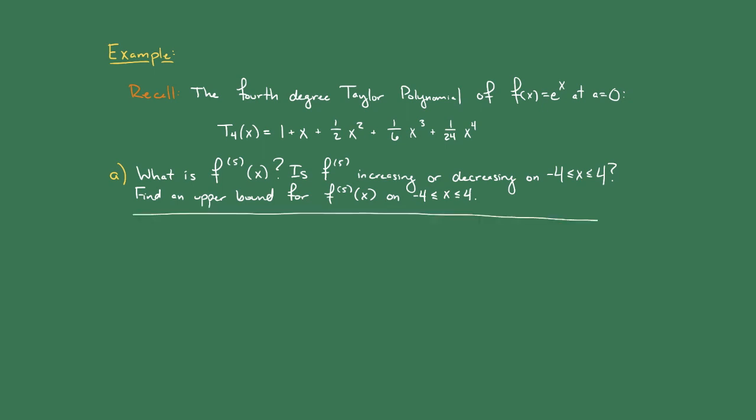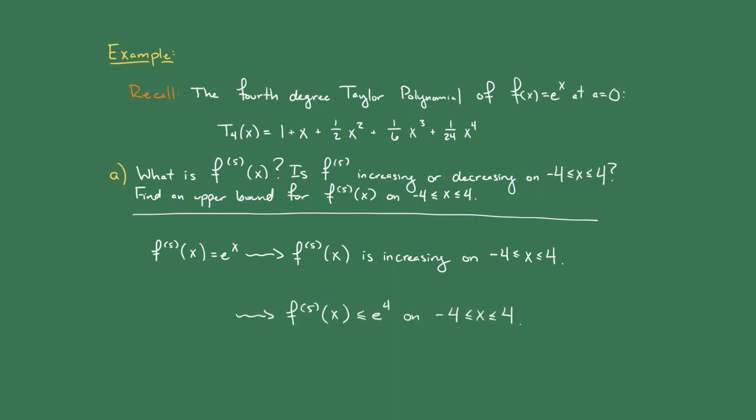The first question is pretty straightforward. Since our function is e to the x, any derivative of that function is e to the x. Moreover, we know from the graph of this function that e to the x is always increasing. And so where does an increasing continuous function attain its maximum? It'll have to be on the right endpoint of the interval. Therefore, the fifth derivative of e to the x, which is e to the x, is bounded above by e to the fourth on the interval -4 to 4.